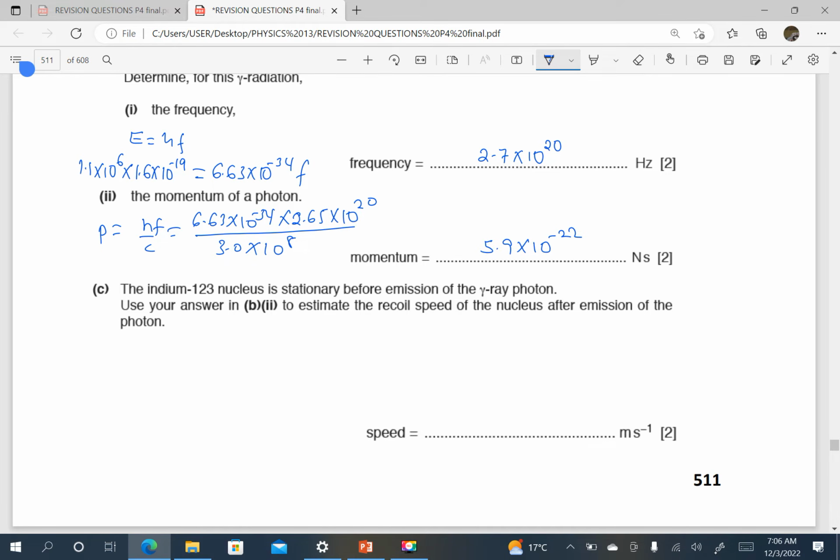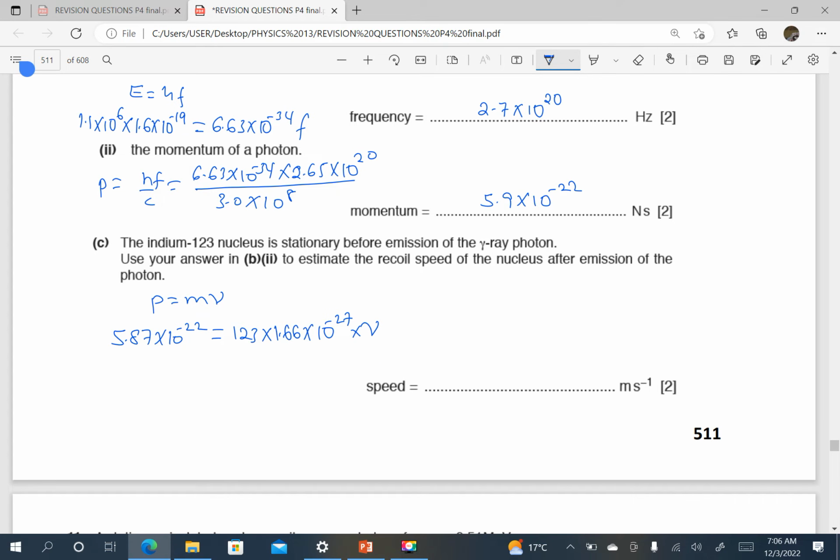Then we found the speed. Remember, momentum was mass times v, and the momentum was the one above, which was approximately 5.87 to more significant figures times 10 power negative 22, or 5.9. The mass was 123 times, we changed it to kilograms, 123 times 1.66 times 10 power negative 27, then times v. And then for our value of v, we just divided, and I think we got 2.9 times 10 power 3. We just did that equation a few minutes ago.